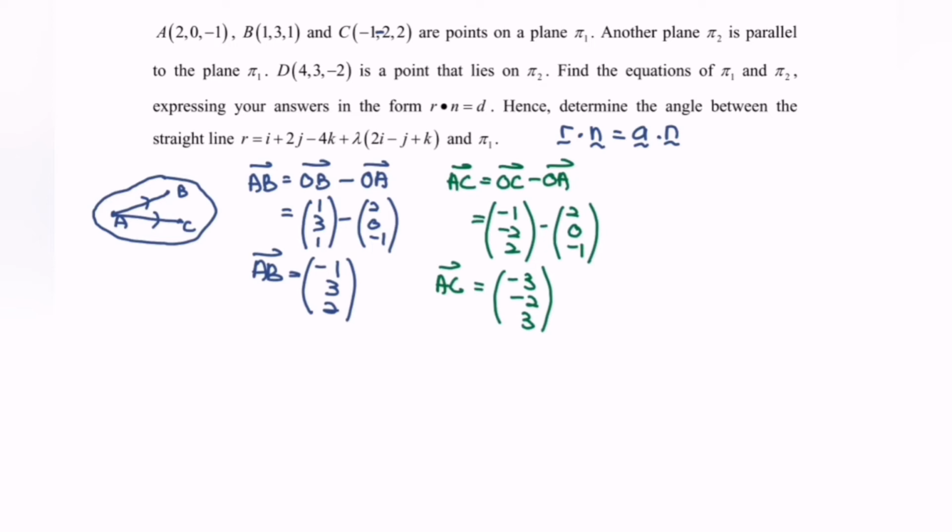Next is to find the normal, where we have to cross AB with AC in order to find the normal. So kindly substitute the values where we have negative 1, 3, and 2 followed by negative 3, negative 2, and 3.